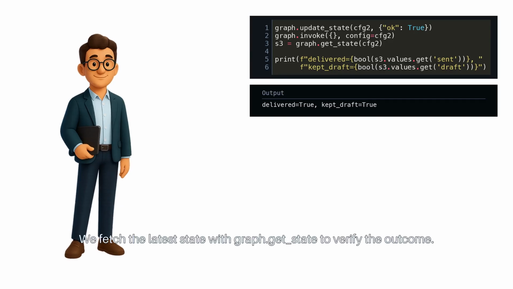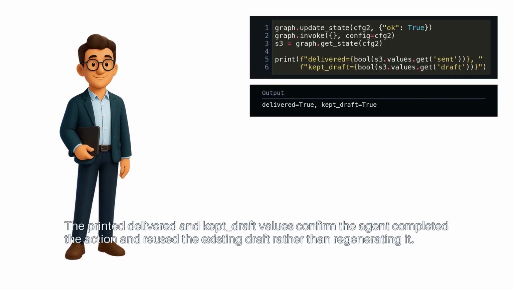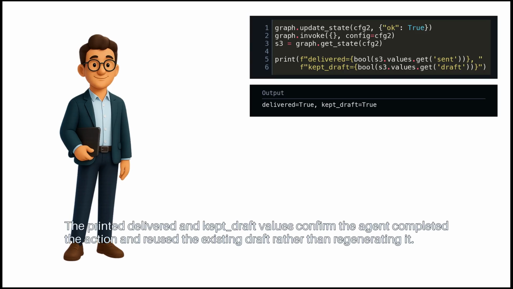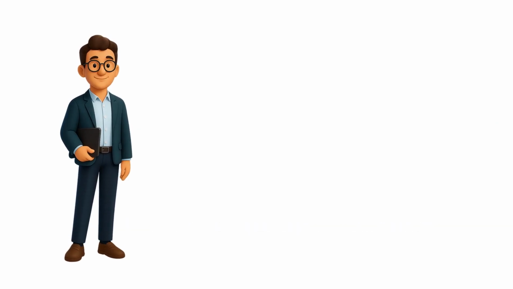We fetch the latest state with graph.get_state to verify the outcome. The printed delivered and kept draft values confirm the agent completed the action and reused the existing draft rather than regenerating it. Next, we will inspect the history of saved snapshots to see the checkpoint timeline.